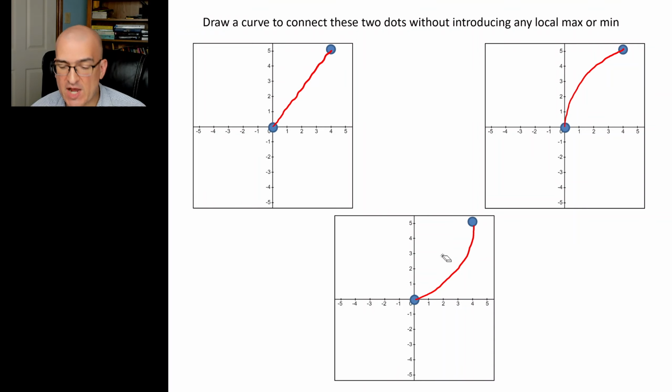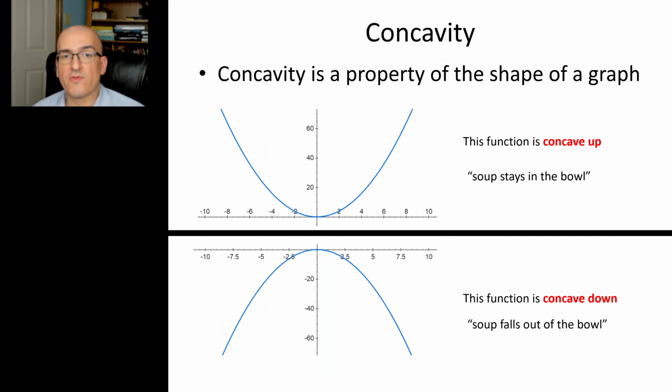They're fundamentally different shapes. They're bent in different directions. Well, those shapes have names. A shape or a region of a graph that looks like the top curve here is called a region that's concave up. The concavity property is, we'll see later, connected to the second derivative. If the shape looks like what's in the bottom, or a region of the shape looks like what's in the bottom, then we would say that that region is concave down.